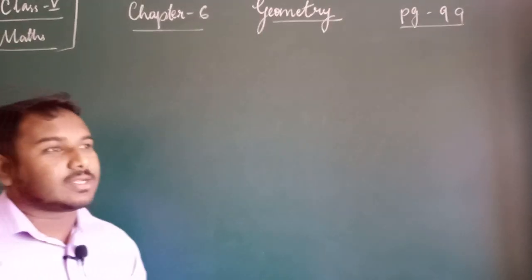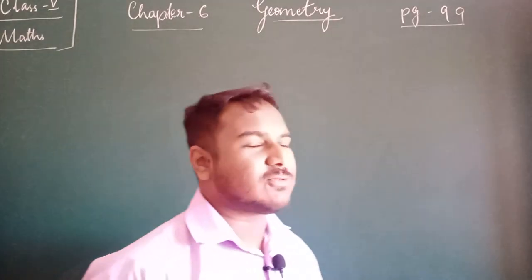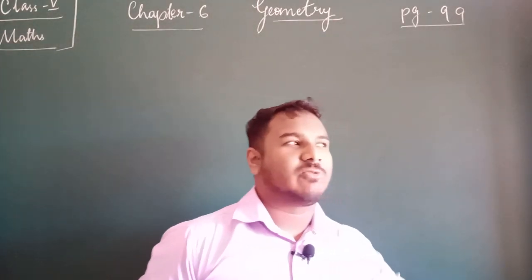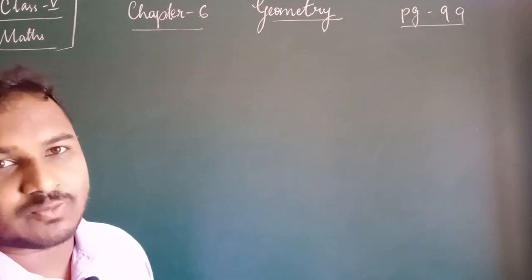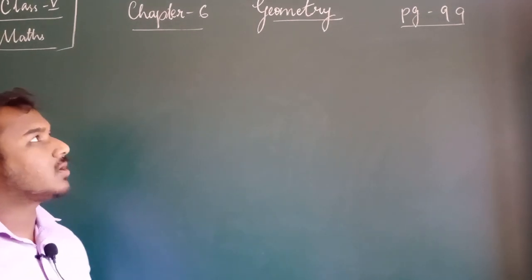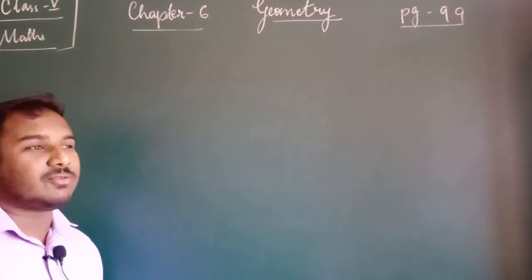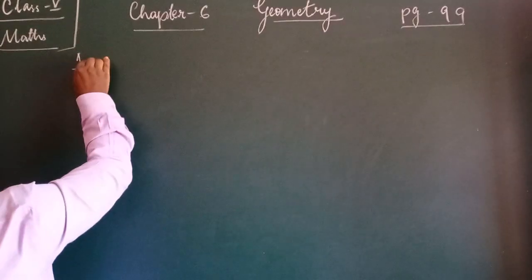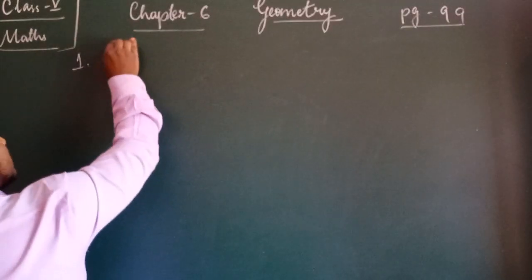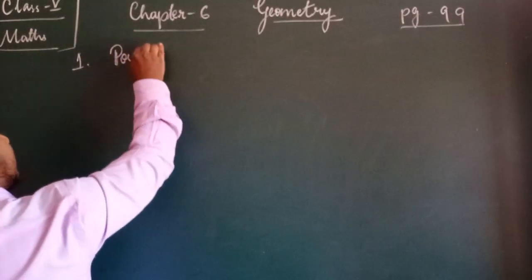So geometry. Geometry means different types of shapes, different types of lines, angles, whatever things you know. These all are geometry. So in geometry, whatever we have studied, we will recall it first. The first thing that we have studied or you have studied is point.